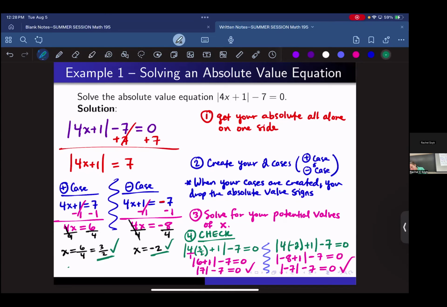Therefore, your final answers are x is equal to, put it in ascending order, so -2 goes first, and then 3/2 goes last.